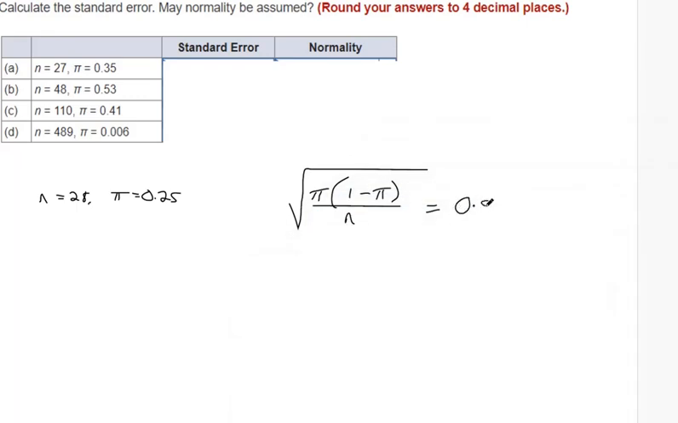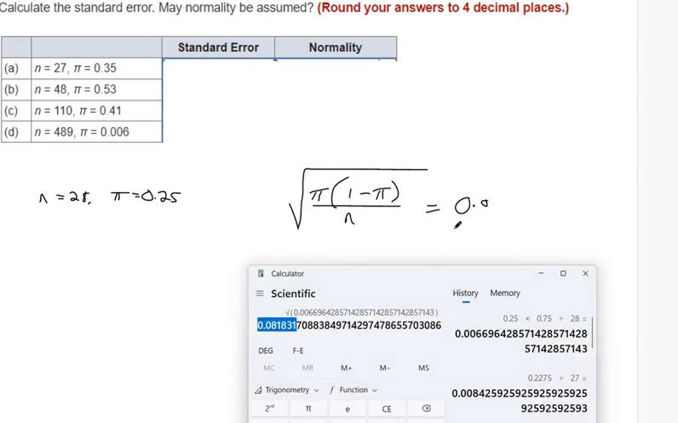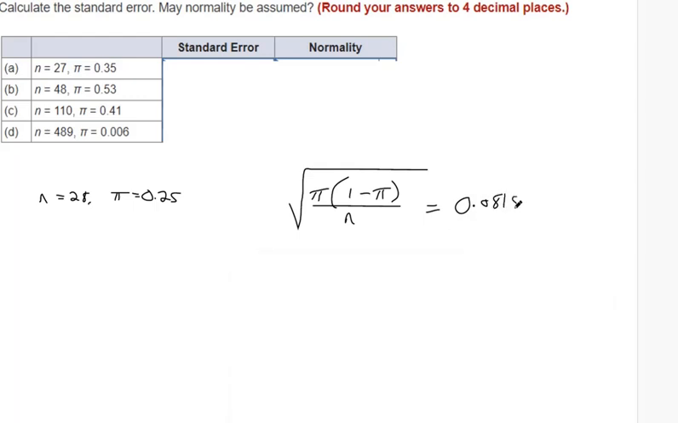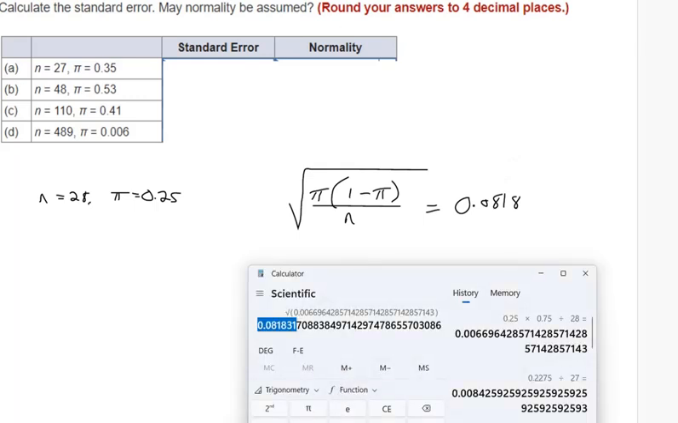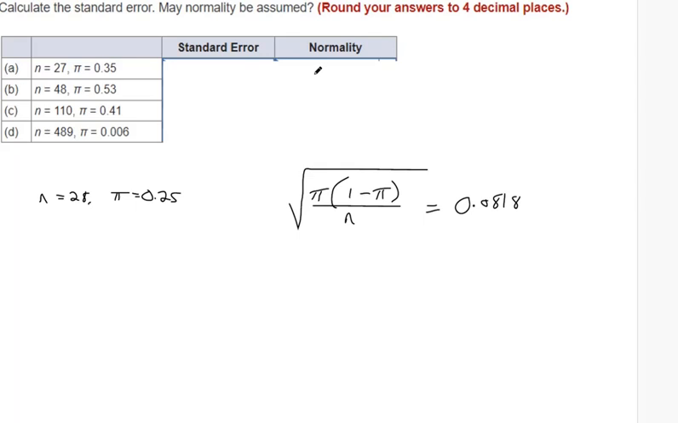0.818. Sorry, 0.0818. 4 decimal places, so there we go. That one rounds down. Okay, and then normality.